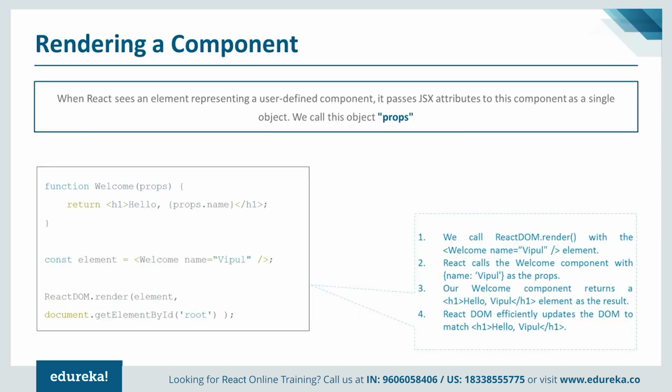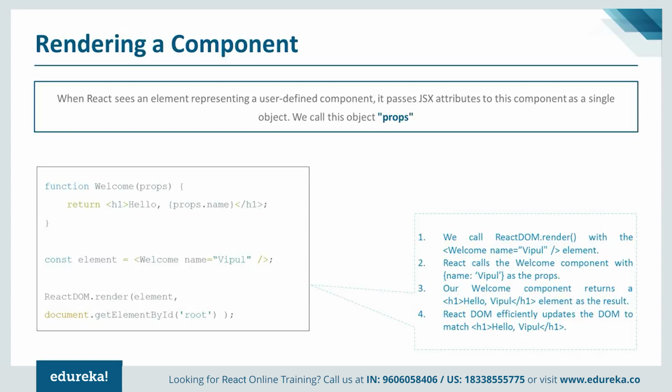Now, how do we render a component? When React sees an element representing a user-defined component, it passes the JSX attributes to this component in terms of props. First, we call the ReactDOM.render method with Welcome name equal to Vipul. The name of the function is Welcome. React calls this Welcome component with name Vipul as the props. This Welcome component returns Hello, props.name. The props.name and the component attribute name should match. Finally, ReactDOM, the virtual DOM, efficiently updates the DOM to match the Hello Vipul H1 tag.